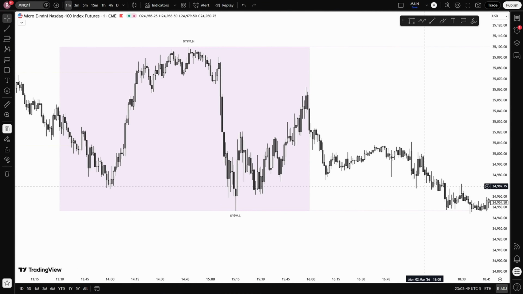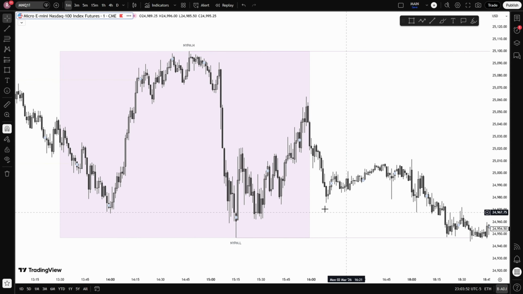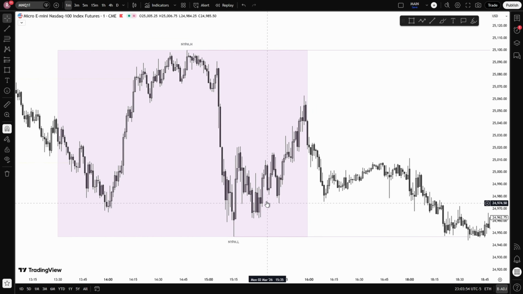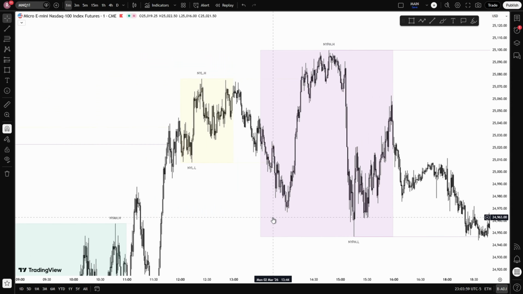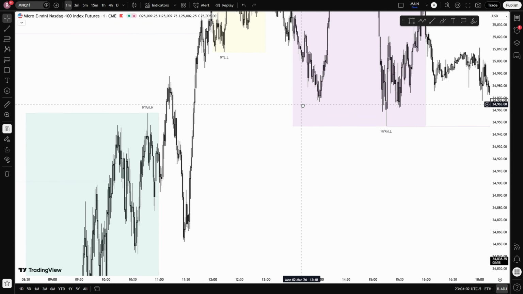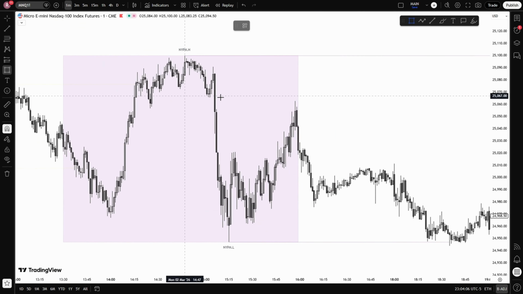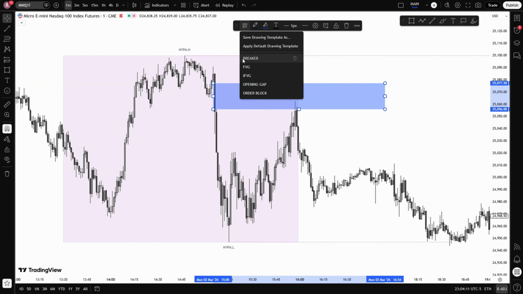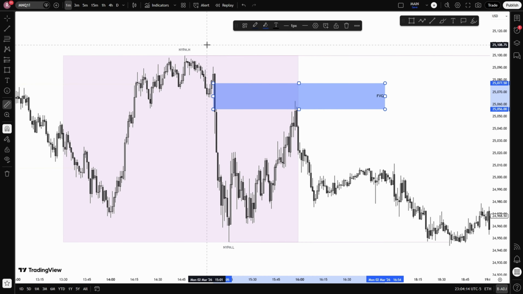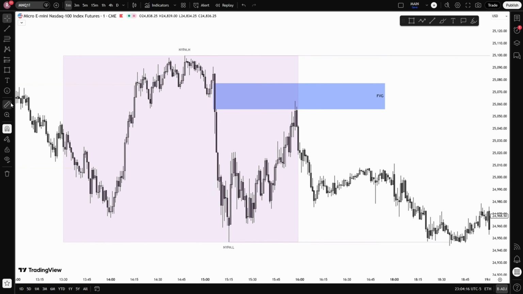The first thing we are going to do is clearly define internal range liquidity and external range liquidity, because if you do not understand the difference between these two, you will constantly be confused about where price is likely to move next. Internal range liquidity is simply a fair value gap. It represents imbalance within a price leg. When price moves aggressively in one direction and leaves inefficiency behind, that inefficiency is internal to the range. It sits inside the dealing range of that move. Price will often come back to rebalance that area before continuing.